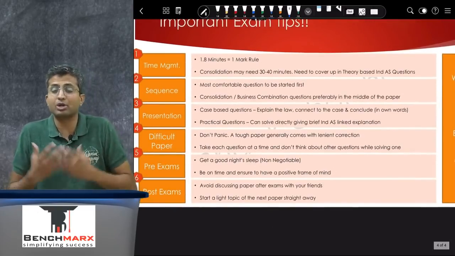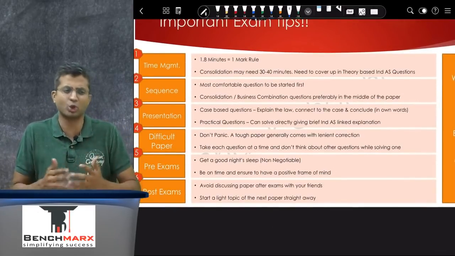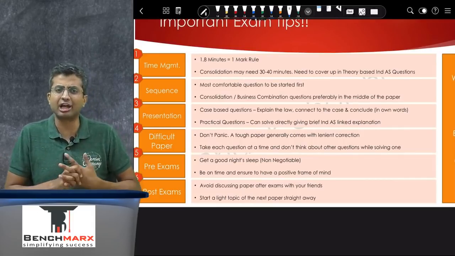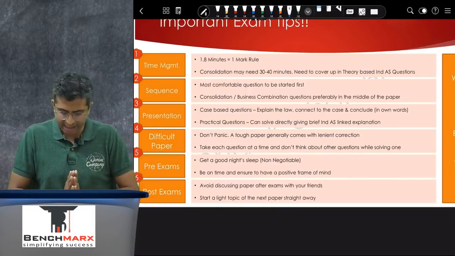If it is a difficult paper, don't really worry. You will generally have lenient checking for that. Ensure that you play the 50 overs for the entire 3 hours and write as much as possible. Do not lose your momentum with that.